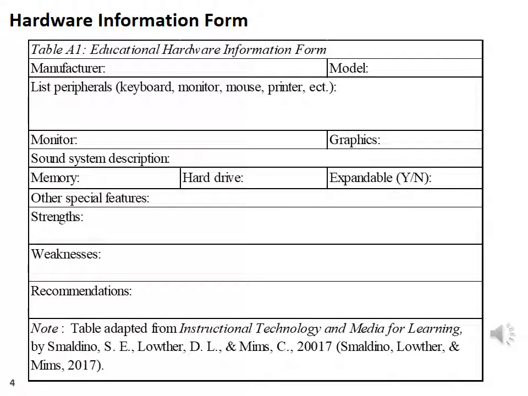This table is an example of a tool that can be used to perform the first 2 steps of my educational technology hardware evaluation method. As you can see by the contents, the table gathers most of the basic information about the hardware, including the manufacturer, model, listing of peripherals, and also some of the performance specifications associated with the monitor, graphics, sound system, memory, and hard drive. Don't be intimidated if you're not a tech person.